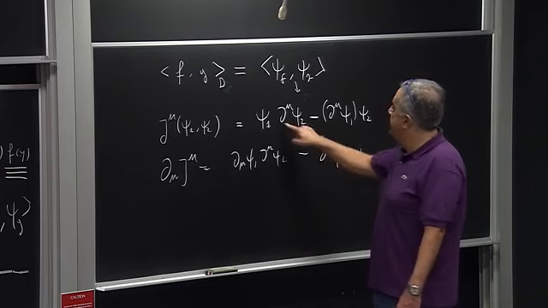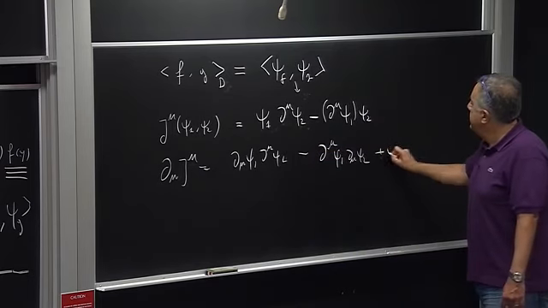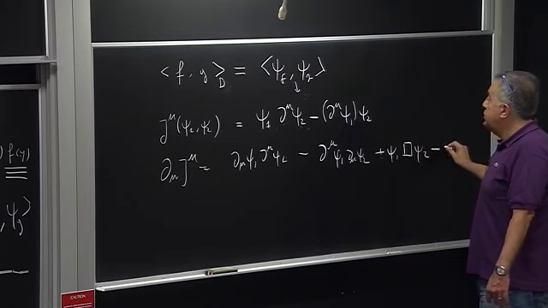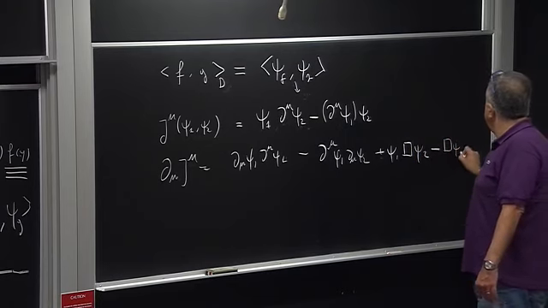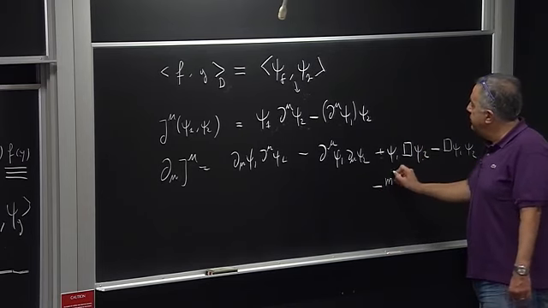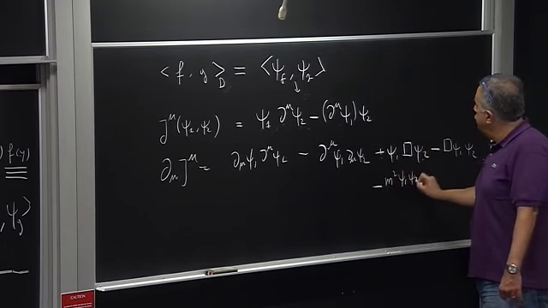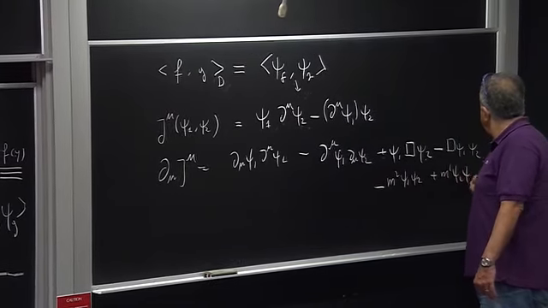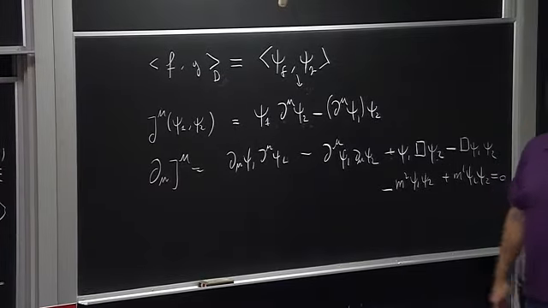And then we get psi 1 D'Alembertian psi 2 minus D'Alembertian psi 1 psi 2. And here we use the Klein-Gordon equation. This is minus m squared psi 1 psi 2. This is plus m squared psi 1 psi 2. And this is 0.